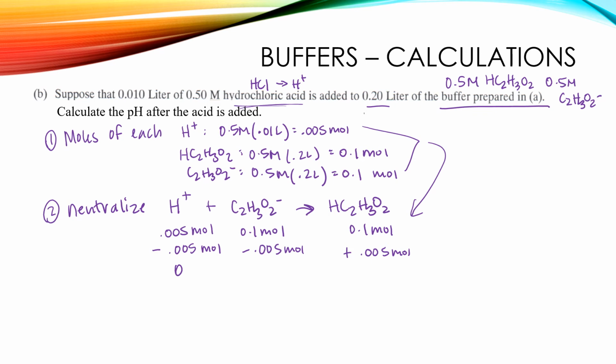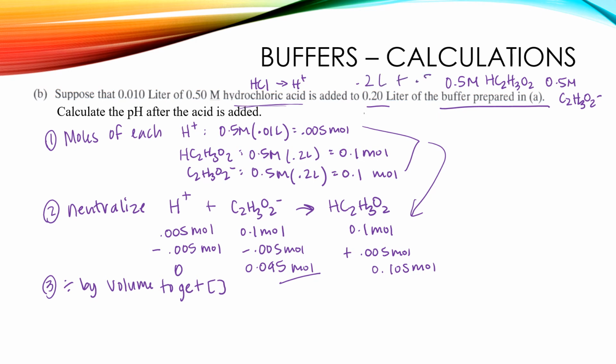And then here I'm going to have 0.095 and 0.105. So then I'm going to divide by volume so that I change this into molarity. My new volume is 0.2 liters plus 0.01, so 0.21 liters. So now I have 0.452 molar.